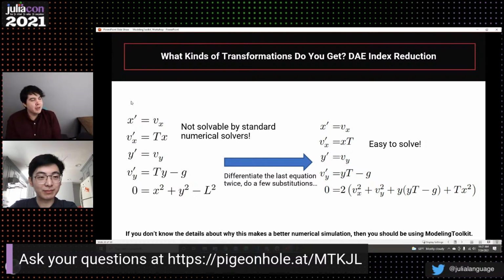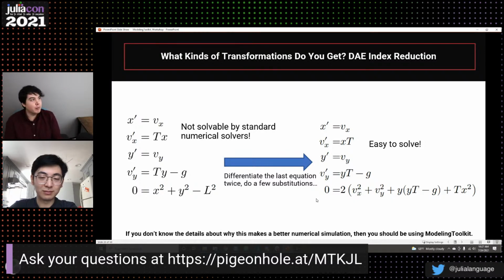And the trick is that you should take your equation, differentiate this last one two times, and then substitute in these other equations and get this one. And if you do that, then your pendulum is now very easy to solve. So this is something called DAE index reduction.